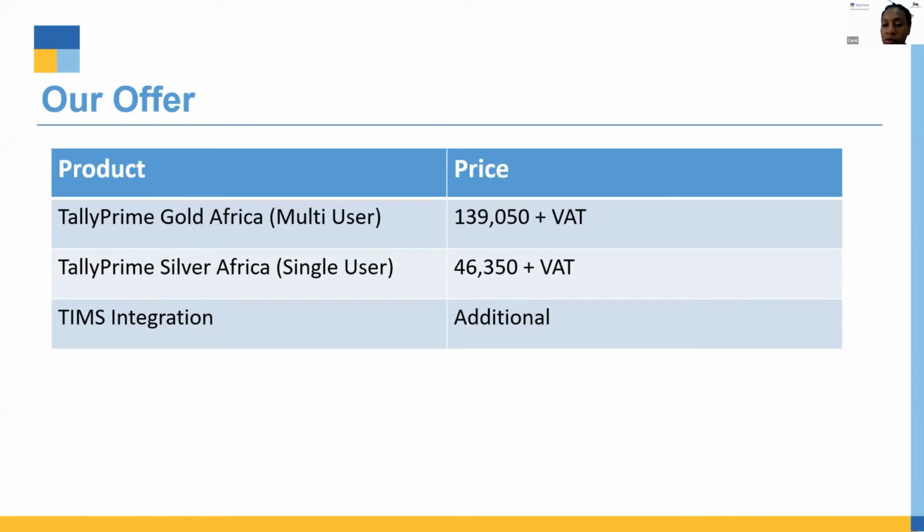It goes for 46,350 plus VAT. So this is a one-off cost. We don't do subscription. We usually tell clients that it's a lifetime investment for your business. In addition to that, since we have integrated Tally with TIMS, there will be an additional cost that we are going to share with you after this. We'll be connecting with most of you, or all of you, and we will be sharing the additional cost on top of whatever we have here.